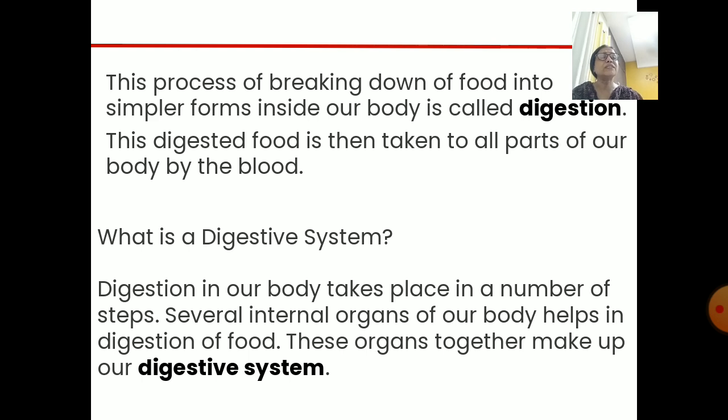Now this digestion takes place in a number of steps, and many organs are involved in this system, like mouth, then food pipe, then stomach, then small intestine, then large intestine, and also some glands are involved in this, like salivary gland, liver, pancreas. So these are all the organs, and they all make up the digestive system. We shall study one by one about all these organs and how they help in the digestion.